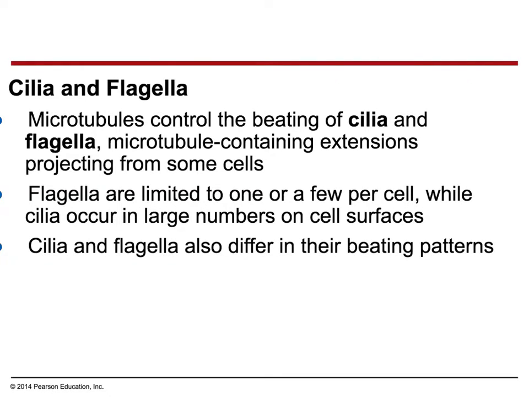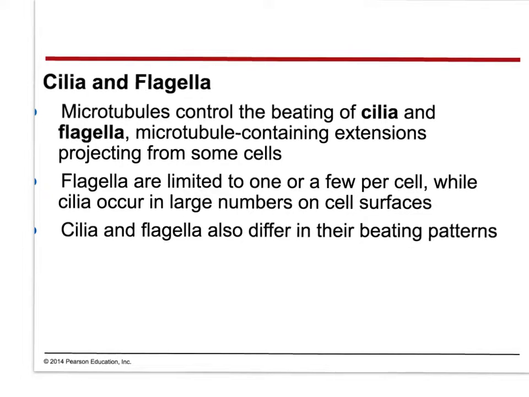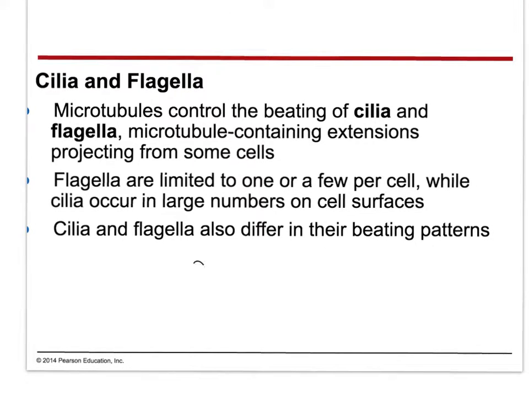The last thing we'll talk about today are cilia and flagella. Microtubules are important for the movement of these two structures. They are composed of 9 doublets, not triplets, and 2 more inside. So 2 is a doublet, and we have 9 of them in a ring, and then in the middle we have 2 more. That's the structure of a cilium or a flagellum. What do cilia and flagella do? They beat, they move back and forth, left to right or up and down. The structure of the microtubules allows that to happen.